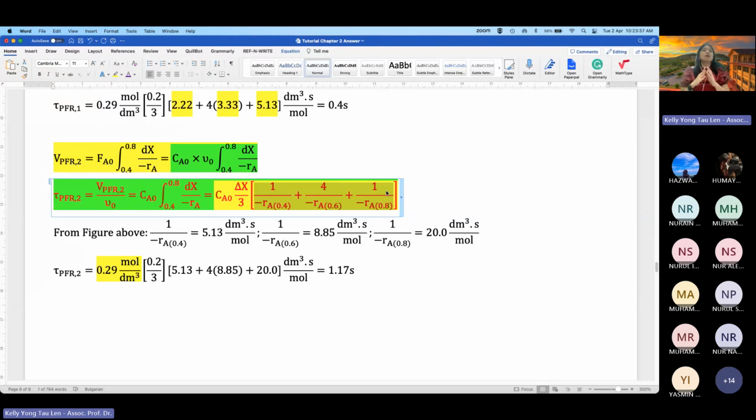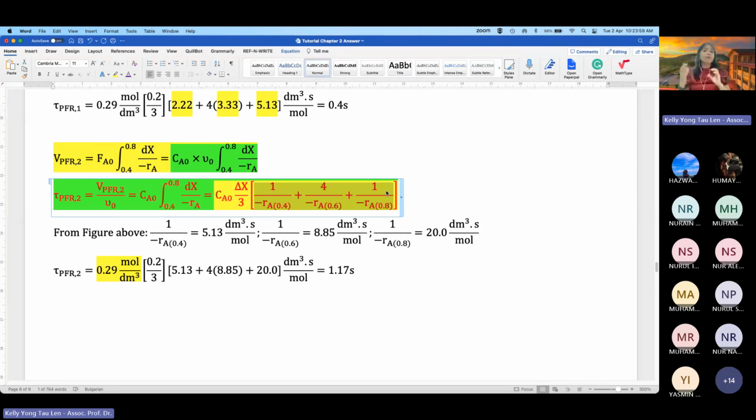So you know that your initial X was 0.4, your final X is 0.8, therefore the middle X will be 0.6. So this is the part that you have to be very careful, because your initial X now is no longer 0. In the second reactor, your initial X is X1. So your X1 is 0.4, your X2 is 0.8, the middle X is 0.6.